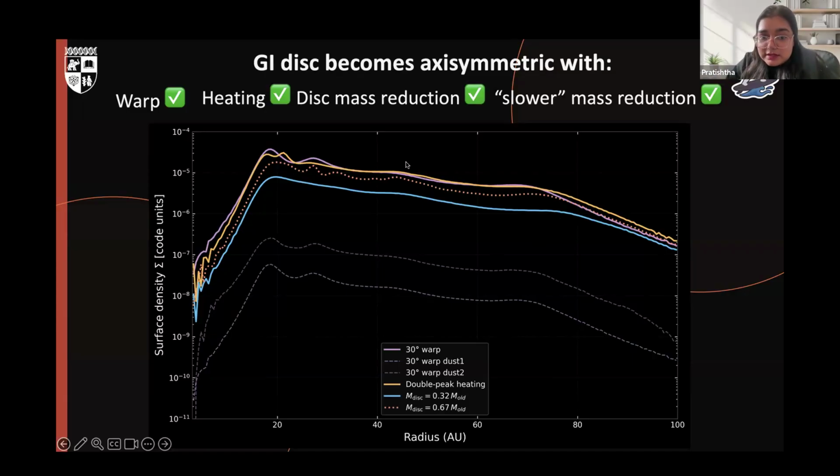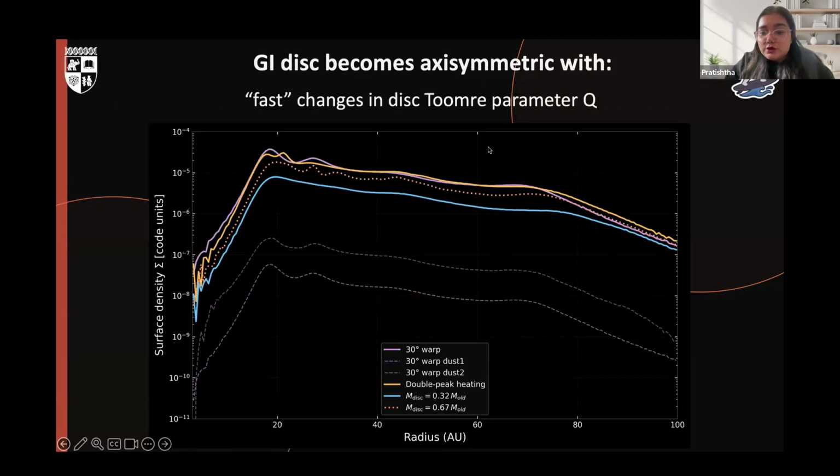At roughly the same radius here and in the inner region as well. This is all at 3 orbits. So yeah, we see these axisymmetric structures, these ring-like features, roughly at the same location for all of these different simulations. And so instead of saying that all of these different changes trigger the disk to form these axisymmetric structures and rings, we are now at the stage where we can say that fast changes in the disk's Toomre parameter Q drive the disk towards an axisymmetric structure.